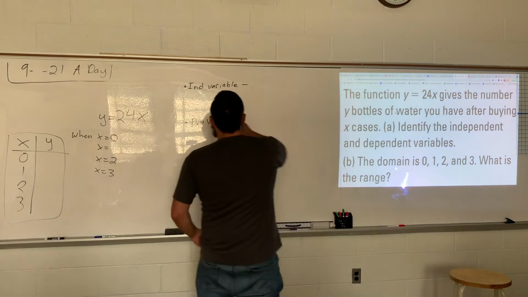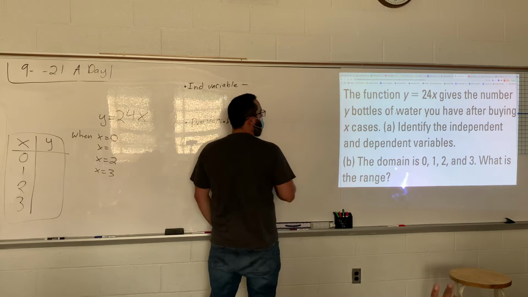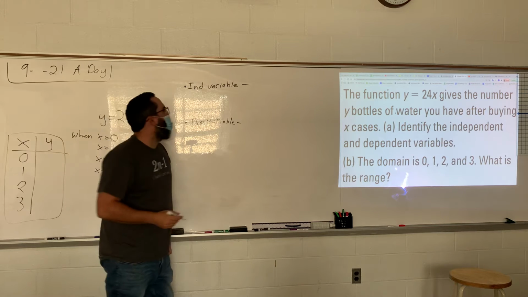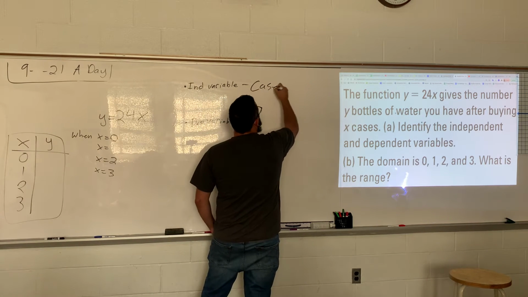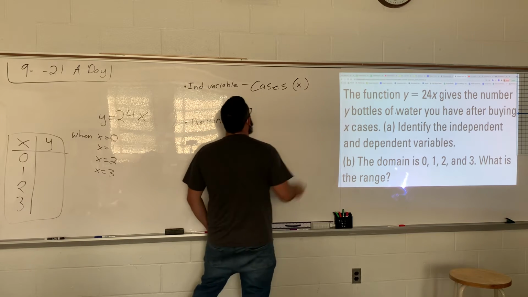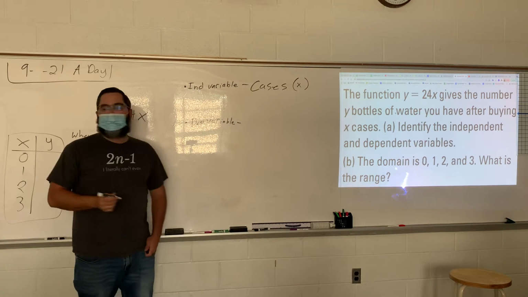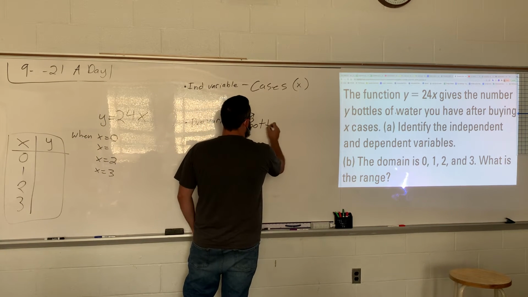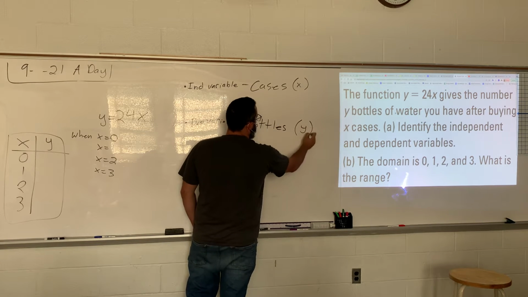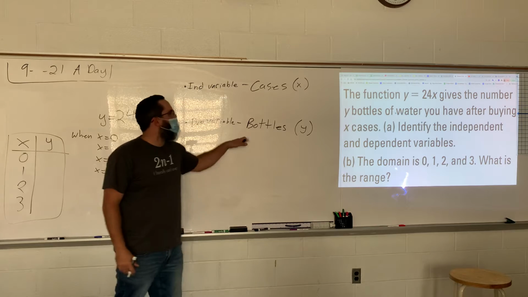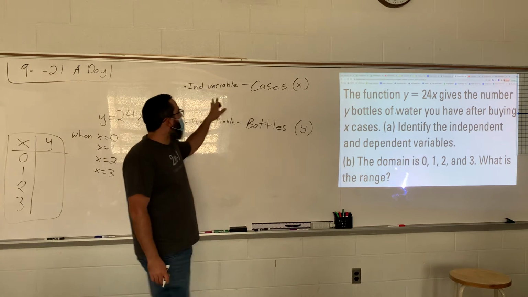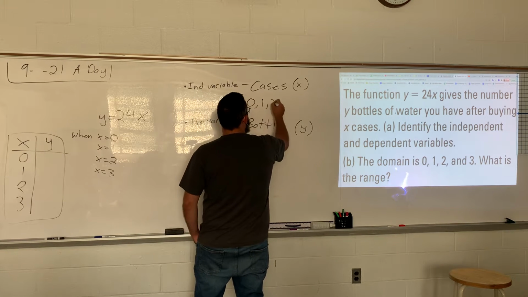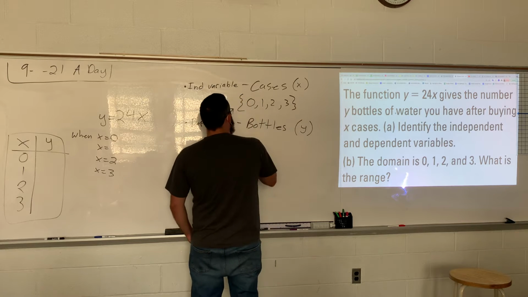Okay, so what is my independent variable? The number of cases. And what is my dependent variable? The number of bottles after buying. So my number of bottles depends on my number of cases. And we have our domain, 0, 1, 2, and 3, and we're looking for our range.